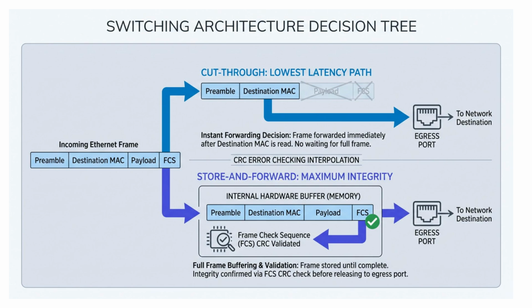When deploying high-performance storage networks, do you prefer cut-through switching for ultra-low latency or store and forward for maximum frame integrity?